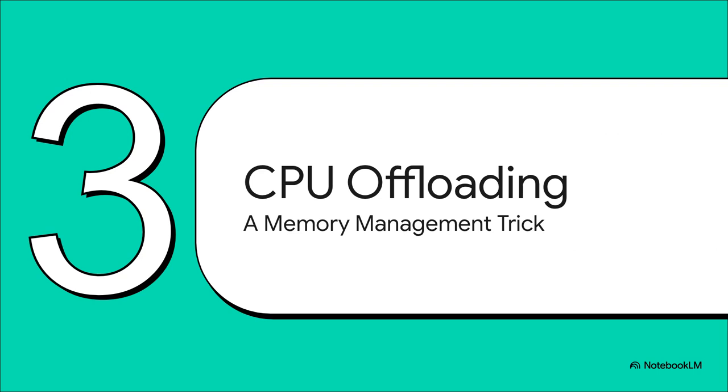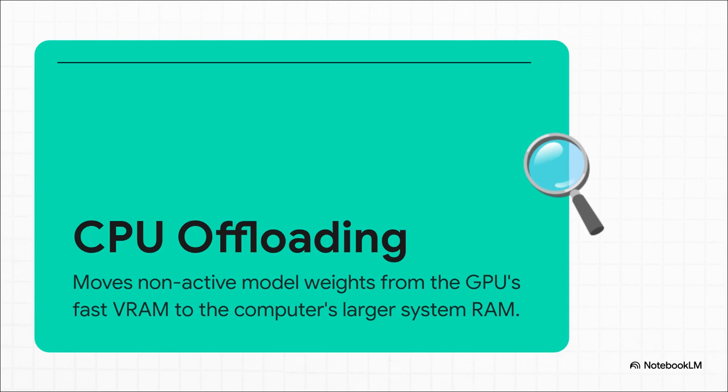Okay, so we've got this super efficient architecture. But that still leaves the question, where do you put all those other inactive experts while you're not using them? And that brings us to the next piece of the puzzle, a very clever memory management trick called CPU offloading. The idea here is actually really simple, but it's super powerful. Think of your GPU's fast VRAM as a small desk. It's right there, and you can grab things off it instantly. Your computer's main system RAM is like a giant library bookshelf. It's way bigger, but it takes a little longer to walk over and get a book.